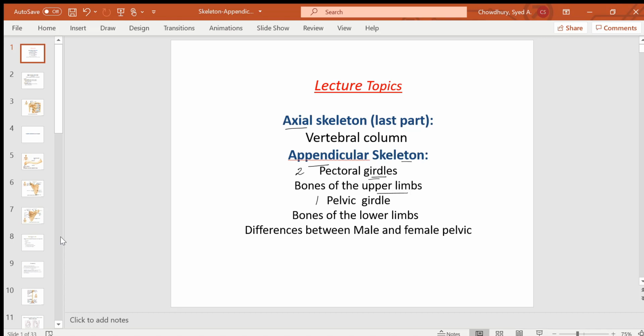So there are two pectoral girdles, one in each shoulder, and they connect the upper limbs to the trunk. And the pelvic girdle is only one, and it connects the two lower limbs to the trunk, or axial skeleton. So we'll talk about the girdles and then the upper and lower limb bones. First, we'll talk about the pectoral girdles.